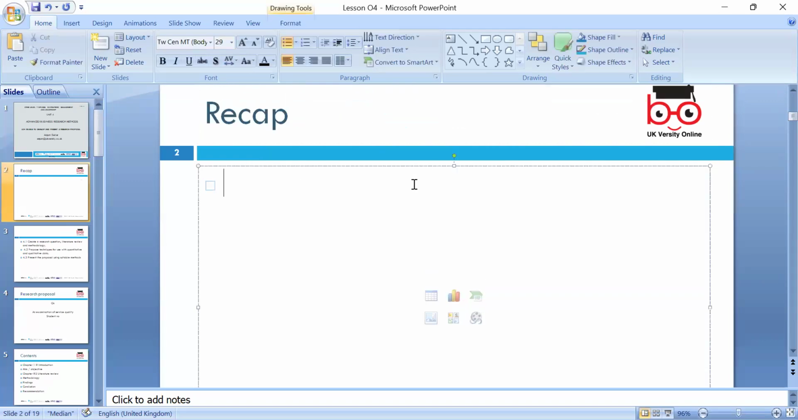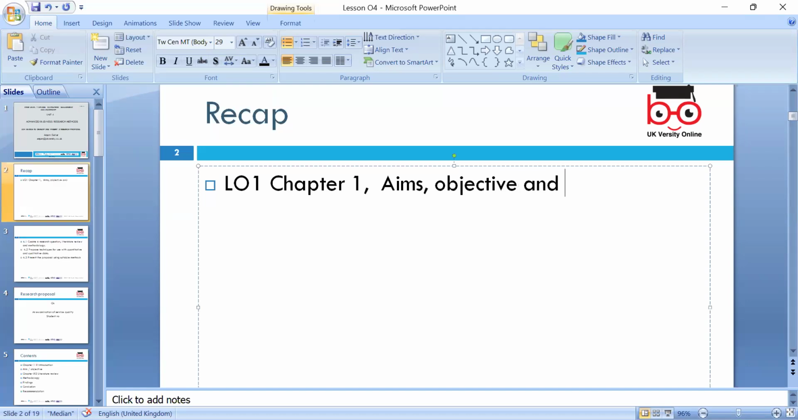During lesson 1, LO1, we discussed chapter 1 of the research proposal: the objective, the research question, and the scope of research. That's the key content we learned in LO1.